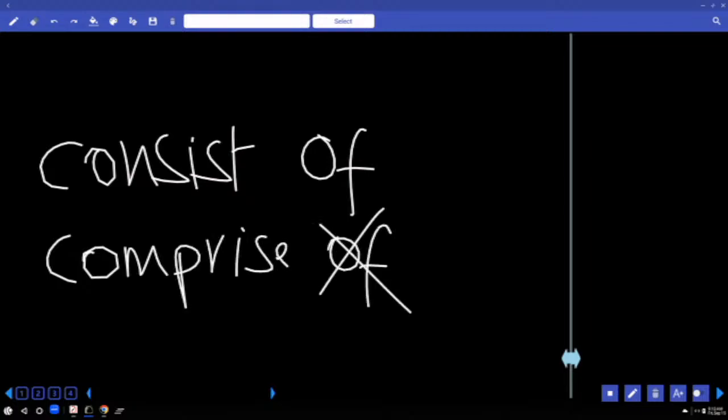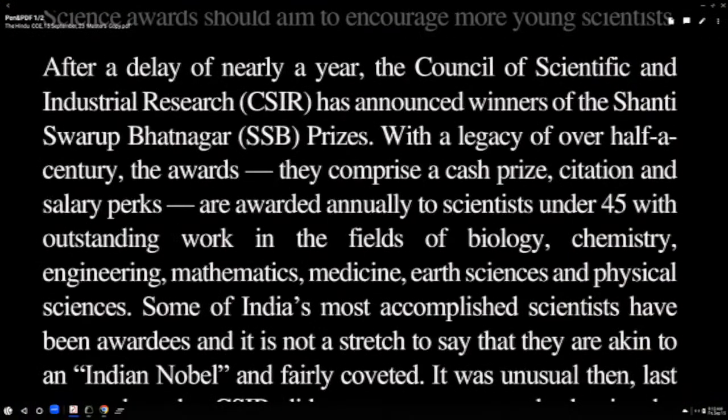Write off and strike it off. "Comprise of" is not the right combination. "Consist of" is correct; "comprise of" is wrong. That you have to know. That way it is important. They comprise, so what do they comprise?